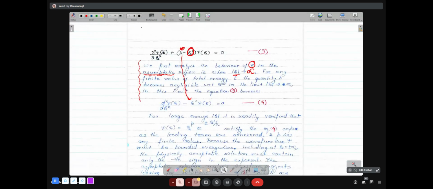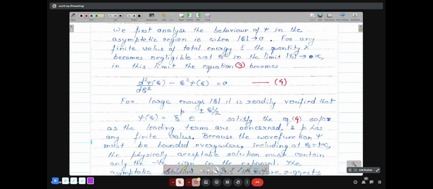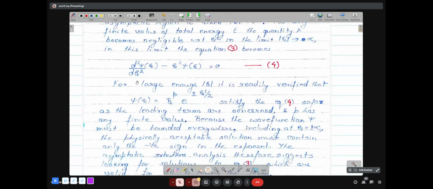In quantum mechanics, many a times you will not get the exact solution. So let us start with this. For large enough zeta, it can be readily verified that psi zeta will have a format like this.